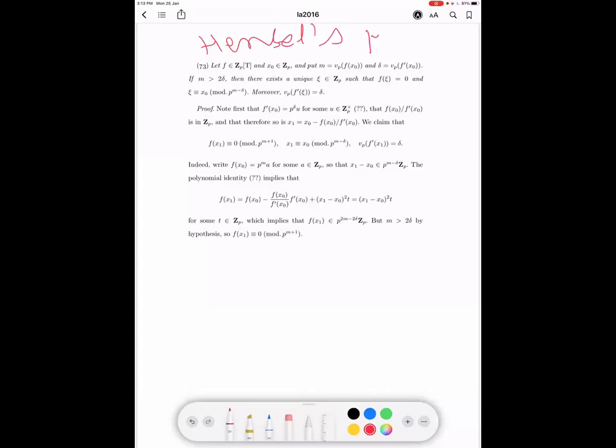Hensel's lemma. Okay. So what does it say?